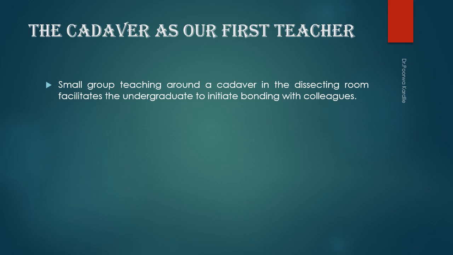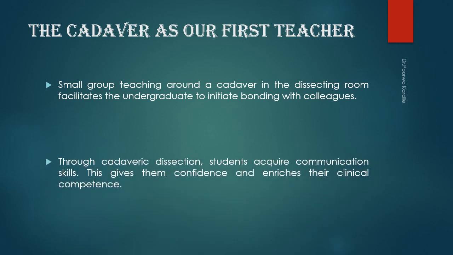In the dissection hall, students are divided into small groups of 8 to 10 students approximately, and they are allotted a dissection table with a cadaver who is going to stay with the students throughout the year. So as the time passes, these students develop bonding with the colleagues and allotted cadavers. They work as a team. They interchange their knowledge, ideas, and they respect others' opinion and acquire communication skills. This gives them confidence and enriches their clinical competence.